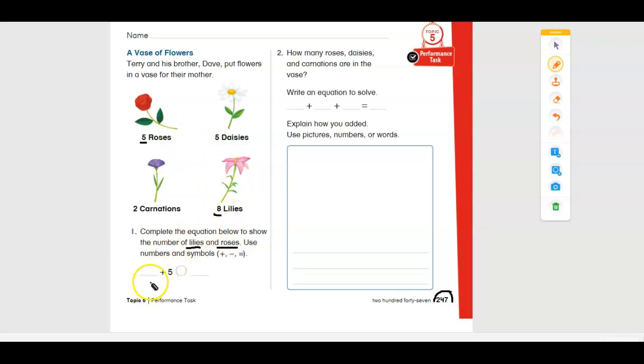When we look at the equation below, it says blank plus 5 blank blank. So we have a lot to fill in. We know that there are 8 lilies and 5 roses. When we look at our equation, we can see that there is a 5 there. This will stand for the number of roses. So in the first blank here, you will need to write the total number of lilies that there are. We underline the number here. So write the number of total lilies in the blank.